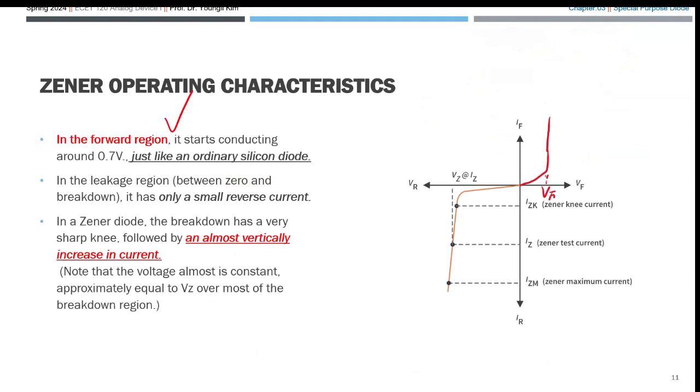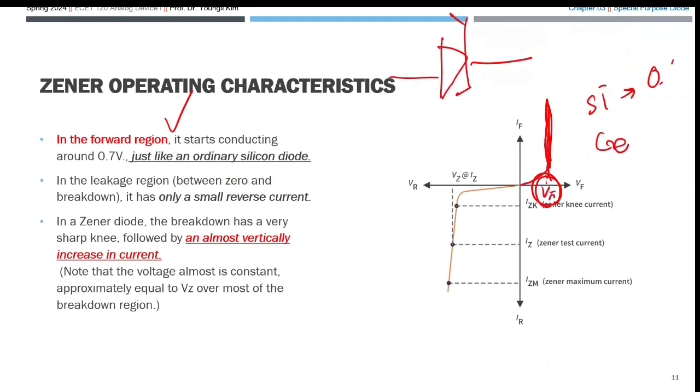So again, for the forward bias, the V sub F depends on the silicon or germanium, that was 0.7 volt and 0.3 volt. And in the leakage region, between 0 and the minus, the reverse part, it has only a slightly small reverse current. But after that, in a Zener diode, the breakdown has a very sharp knee right there, followed by an almost vertical increase in current.